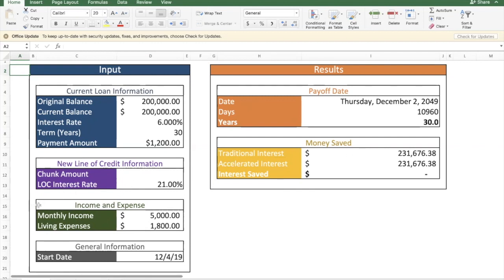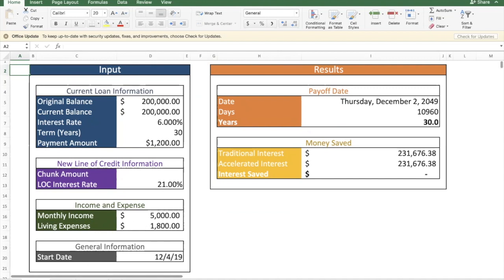Now down here, I'm going to skip over the line of credit information for now. For income and expenses, our income in the example was $5,000. Our living expenses are $1,800 plus the $1,200, which equals $3,000. That's the example we used, so we have a $2,000 discretionary amount of money to utilize in the velocity banking method. That in a nutshell is the calculator, and right now it's telling us it's going to take 30 years to pay off this loan. We're going to pay a lot of interest.